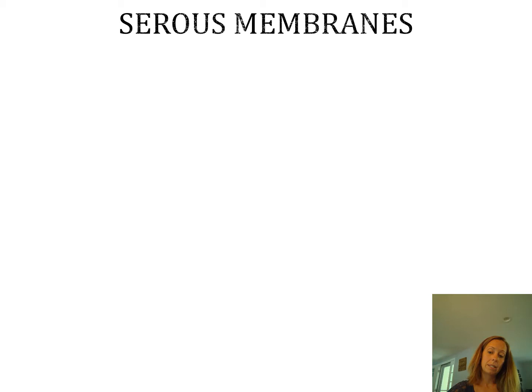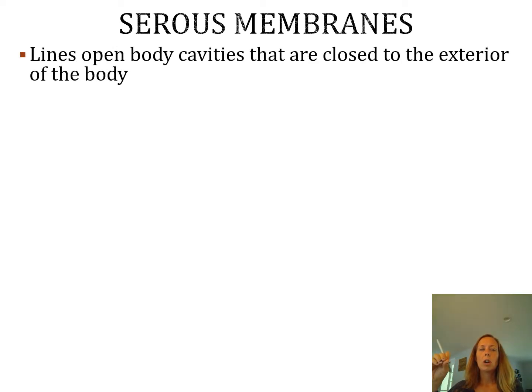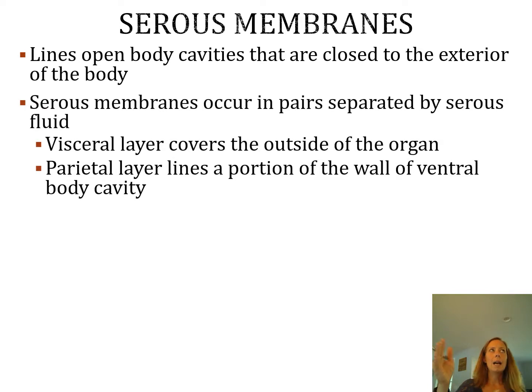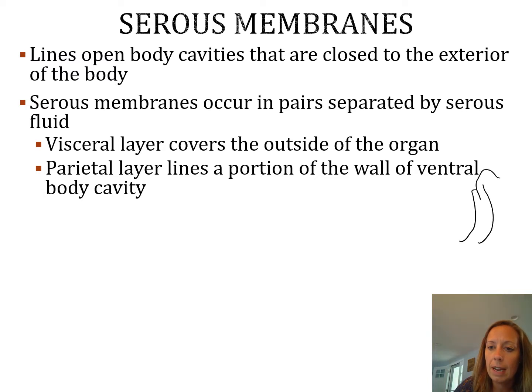Last slide is about membranes. So all of our body cavities are lined by membranes. Membranes are going to allow for lubrication, allow for movement within the cavity, and they help protect the cavity. Okay, these membranes are called serous membranes. They're in pairs, so there's 2, and they're separated by serous fluid. So we're going to have a layer, and in the middle here we have serous fluid. Your inside layer closest to your organs is called your visceral layer. Your outside layer is called your parietal layer.